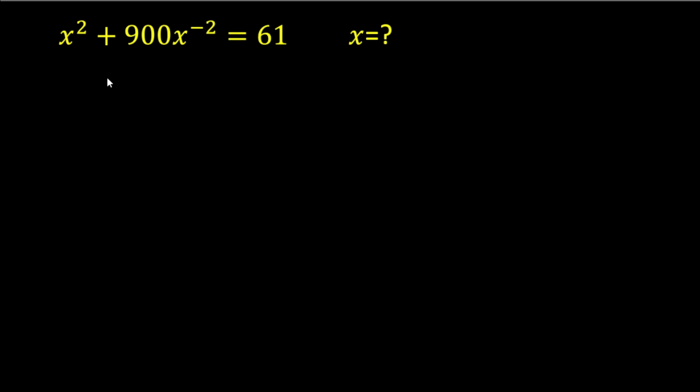Hey friends, welcome back. Today in this video we will solve this algebraic problem: x square plus 900x raised to the power negative 2 is equal to 61. Then we'll have to find the value of x.